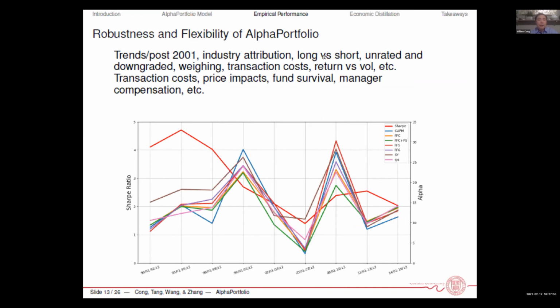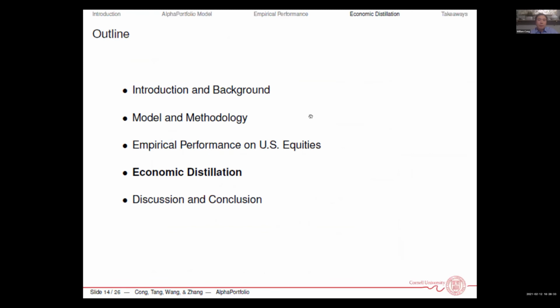It's not driven by the long-short portfolio. If we do a long-only portfolio, the performance is still there. We can exclude unrated and downgraded ones, using alternative definitions of transaction cost or turnover measures. And importantly, it's possible to put in transaction costs and price impacts. You can even define different objectives, such as if the fund loses 50%, it's going to go bust. You can even use managers' compensation in the training process. That's the power of the delayed reward feature of reinforcement learning.